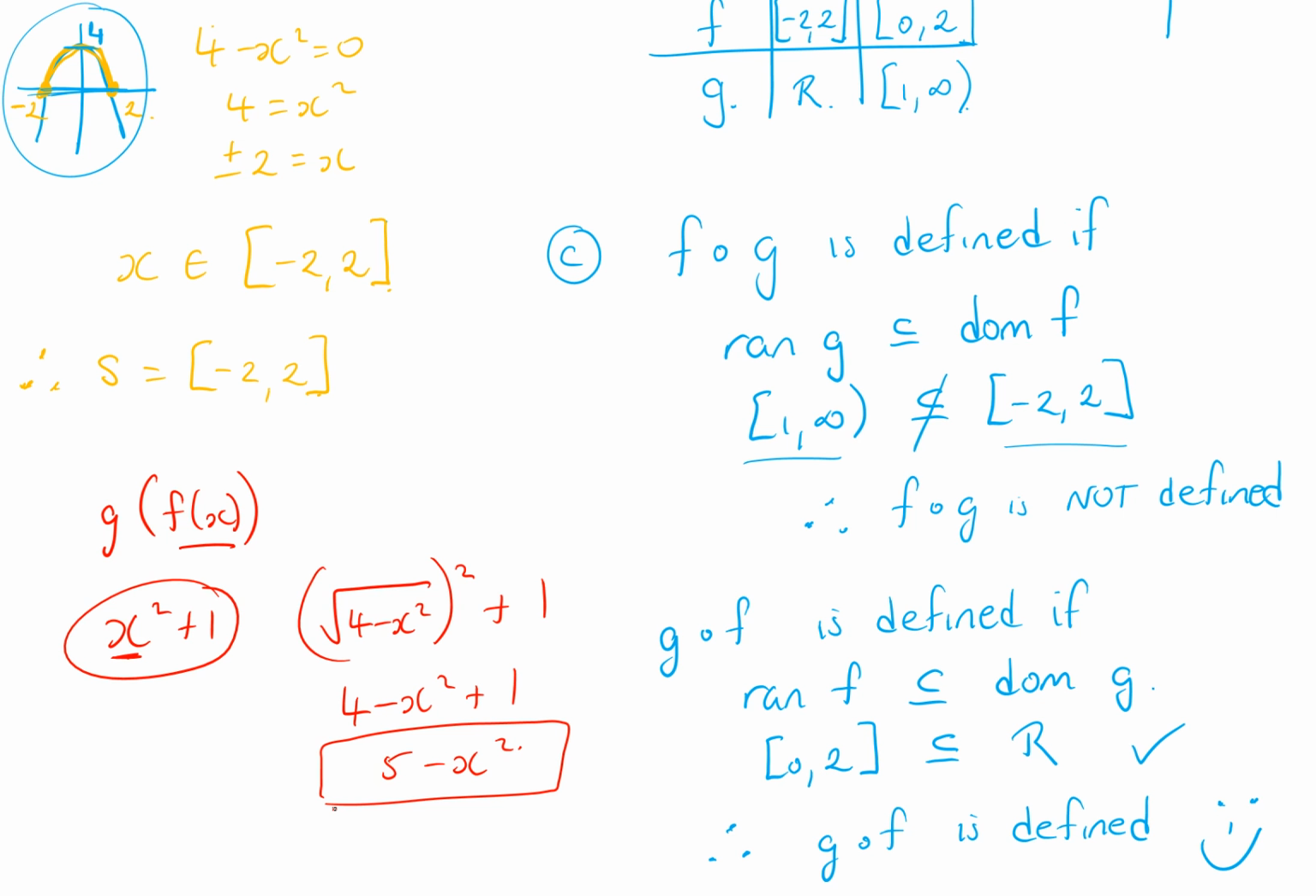But what would the domain of gof be? Let's just extend the question again. The domain of gof is actually the domain of f. Remember, it's always the domain of what we're putting inside. So the domain of f, when you go back to the question, is negative 2 to 2. So if it then said sketch the function of gof, you'd be sketching this parabola, but only between this domain. But that's just a little bit extra.